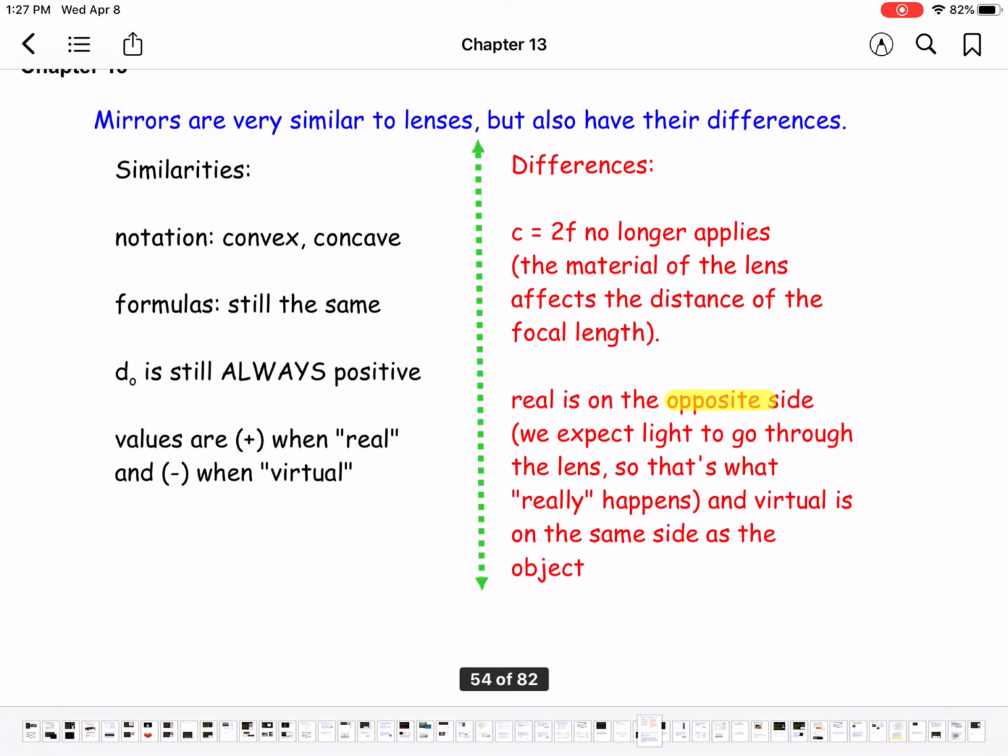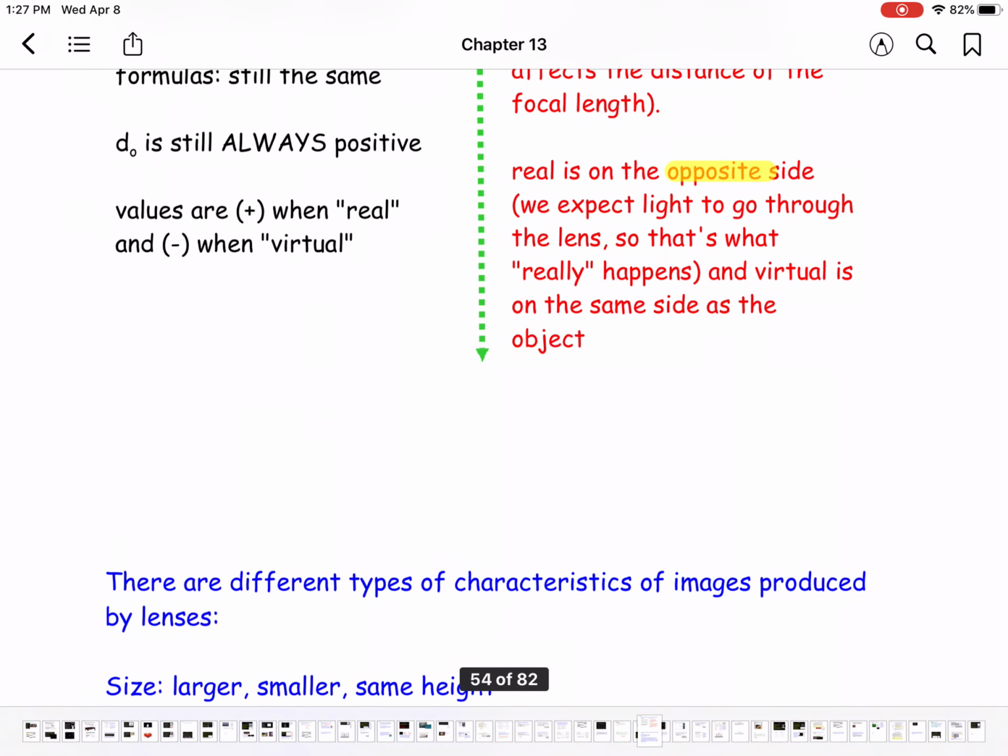C equals 2F no longer applies. The material of the lens affects the focal length, so C equals 2F does not apply as far as lenses go. Real is actually on the opposite side of the lens, and virtual is on the same side as the object. So now our positives and negatives change depending on what we're talking about.